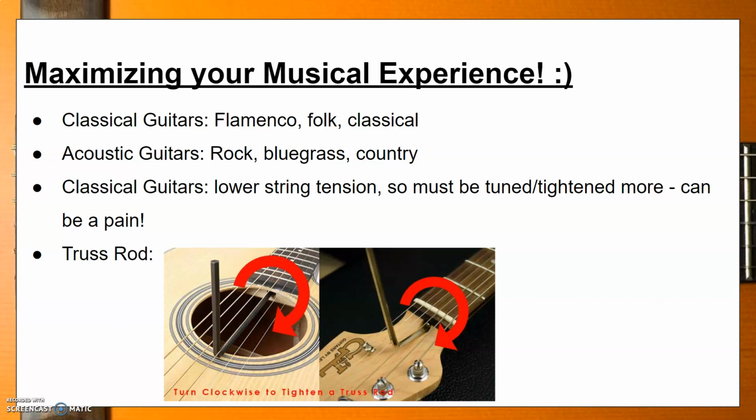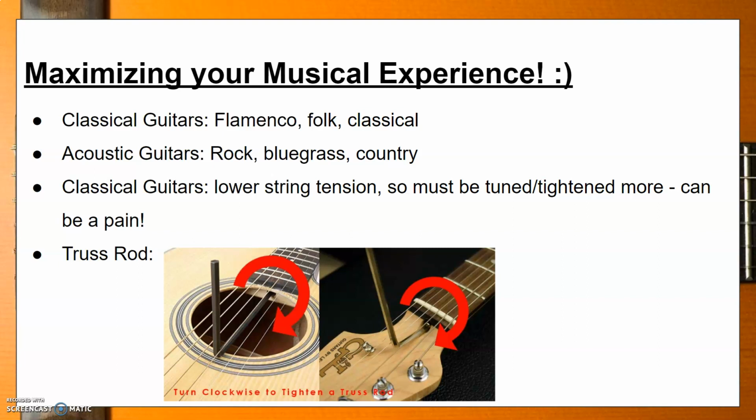Acoustic strings, when played, produce a much brighter, more vibrant tone, making them much better for rock, bluegrass, and country genres. Because classical guitars have a much lower tension, they stretch more than acoustic strings, and thus need to be tuned a lot more in order to maintain optimal tension. This can cause many guitarists to switch to acoustic strings earlier on to avoid this constant burden.